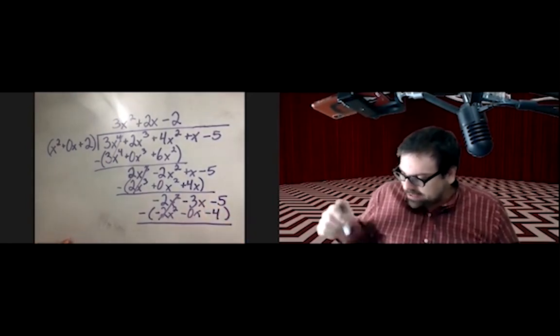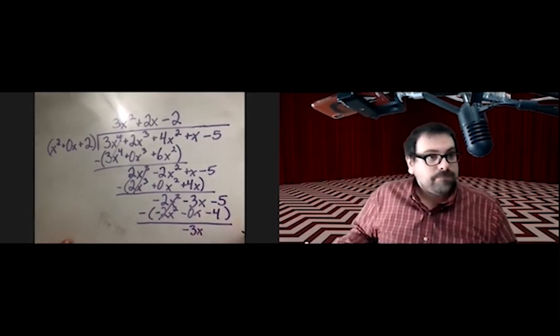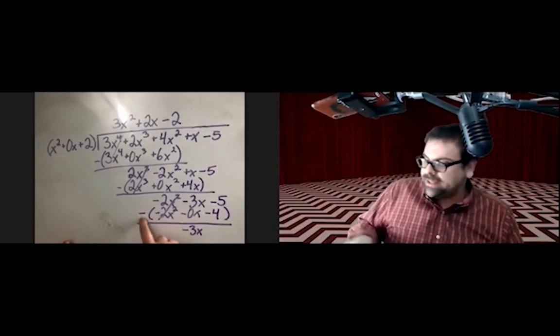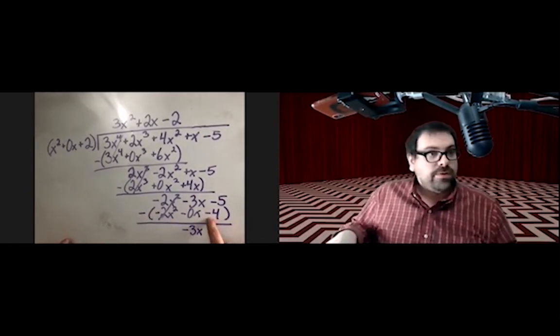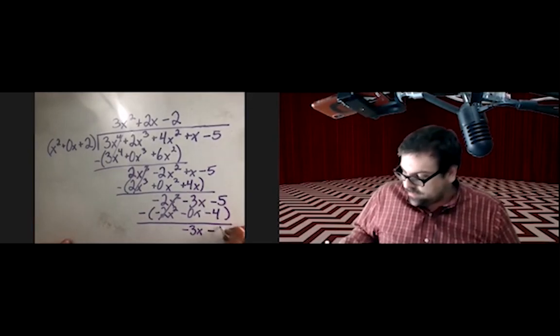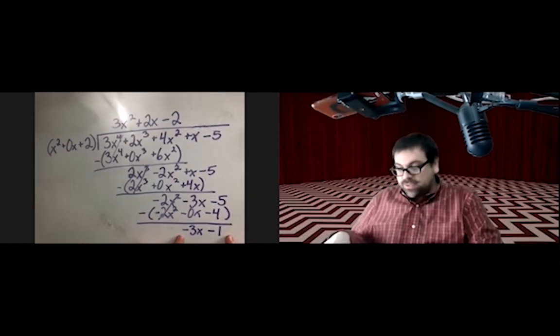Negative 3x minus nothing. It's negative 3x. Negative 5 minus negative 4. That's negative 5 plus 4. Negative 1. Nothing else to bring down, which means this is the remainder.